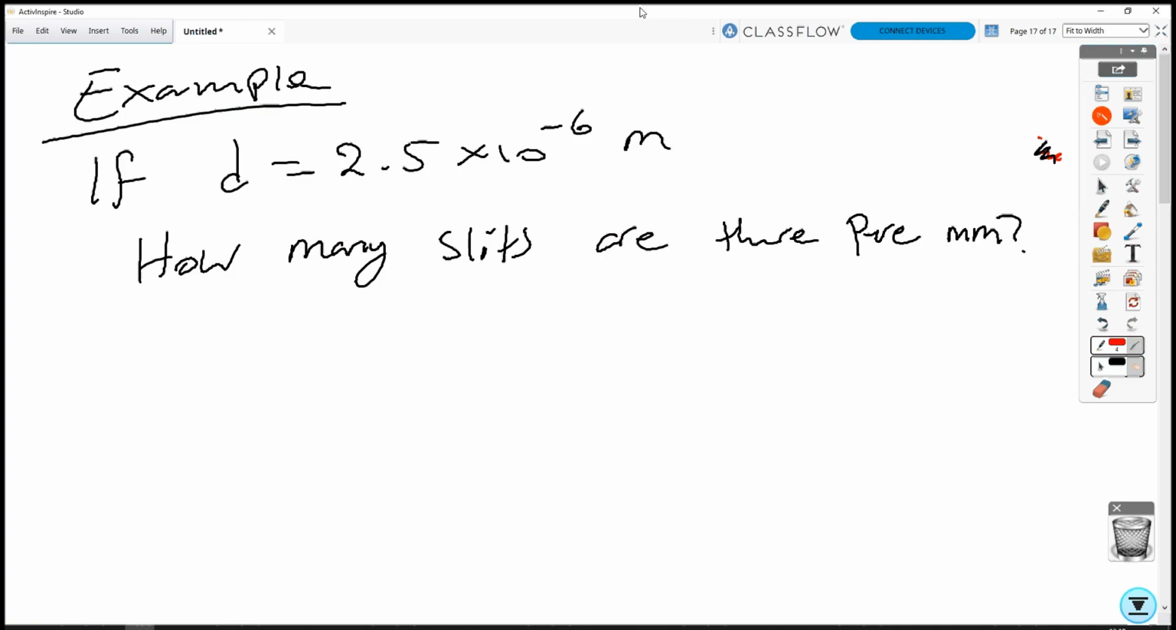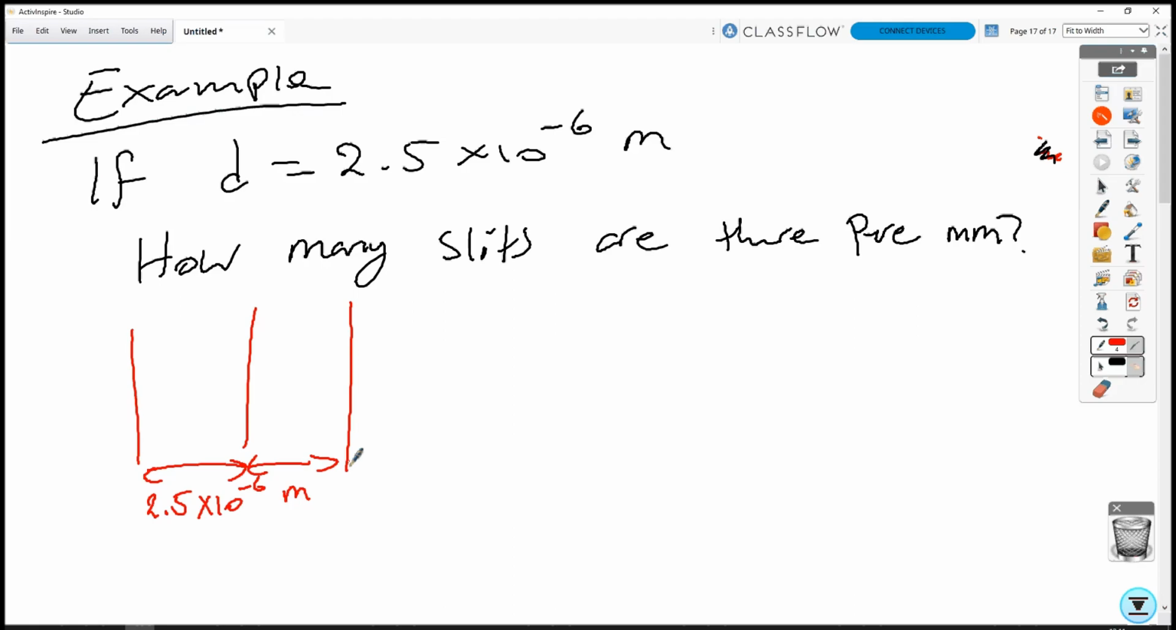So first let's consider what this looks like. If you have 2 slits and the spacing between them is 2.5 times 10 to the minus 6 meters, that means that per spacing you have got 2 slits. If we add a second spacing, we end up with 3 slits. If we add another spacing, so we get 3 spacings, we end up with 4 slits. So in other words, the number of slits is always 1 more than the number of spacings.